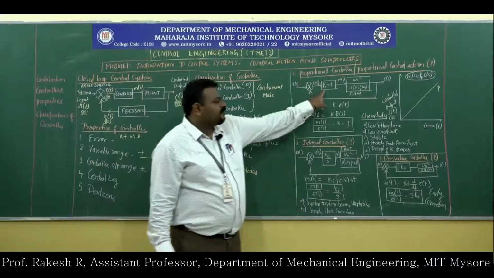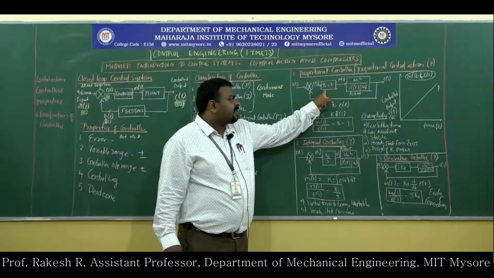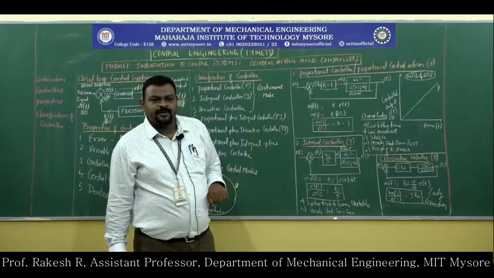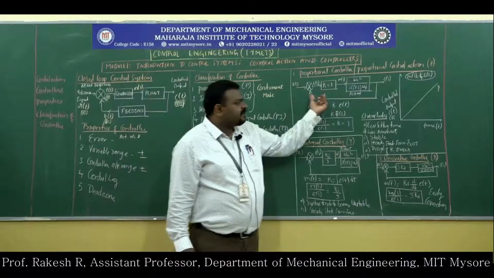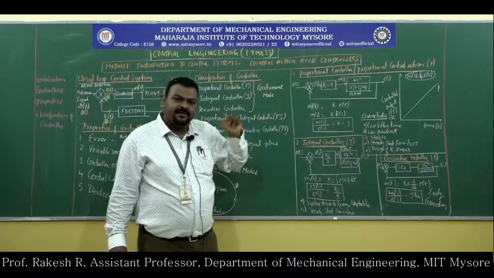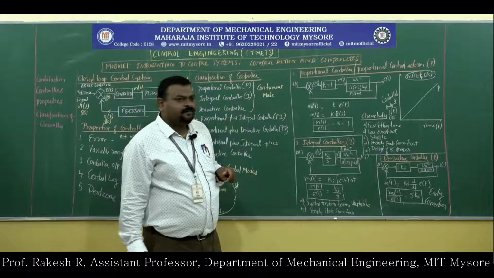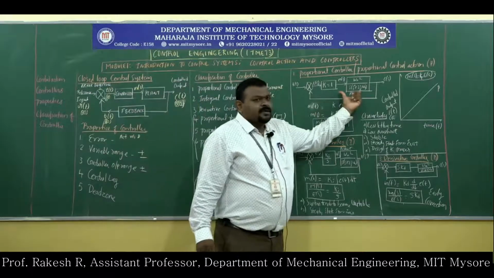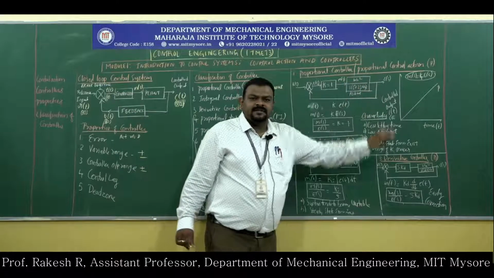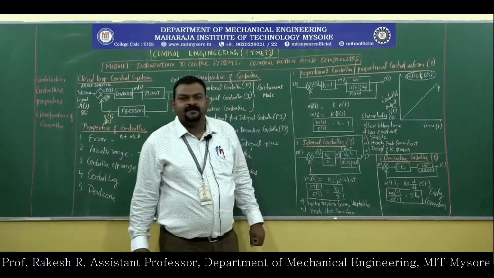Here the value of K is equal to 1. Making K equal to 1 is difficult. If you make that, you will get an exact output and input, so it will be maintaining proportionally. And omega n squared divided by S into S plus 2 into omega n, this is nothing but a second order system.